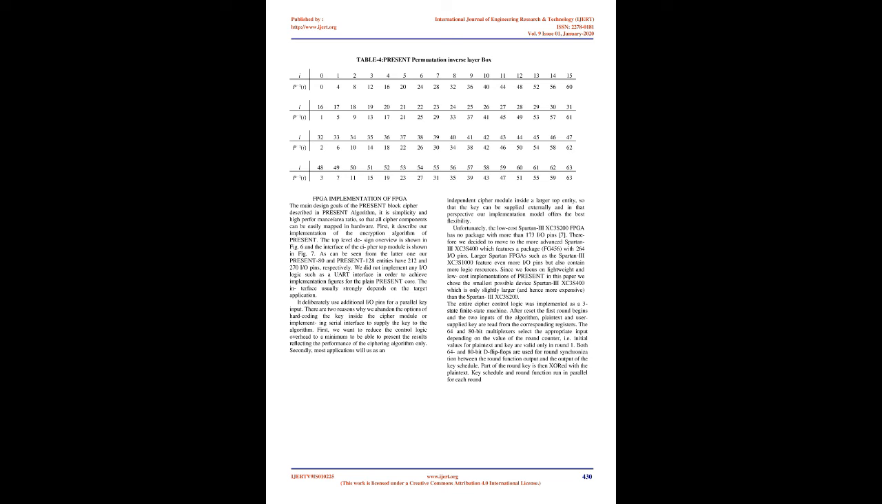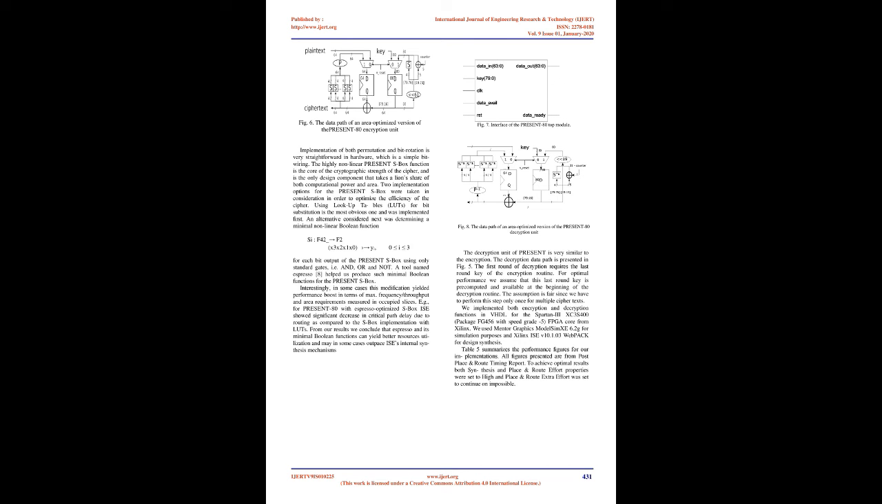Both 64 and 80 bit D flip-flops are used for round synchronization between the round function output and the output of the key schedule. Part of the round key is then XORed with the plain text. Key schedule and round function run in parallel for each round. Implementation of both permutation and bit rotation is very straightforward in hardware, which is a simple bit wiring. The highly nonlinear PRESENT S-box function is the core of the cryptographic strength of the cipher, and is the only design component that takes a lion's share of both computational power and area.